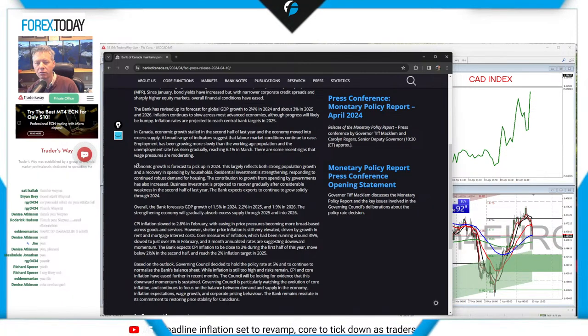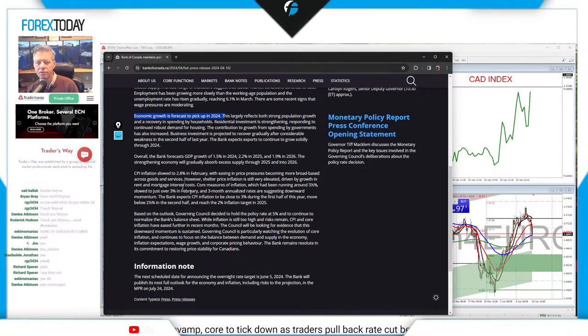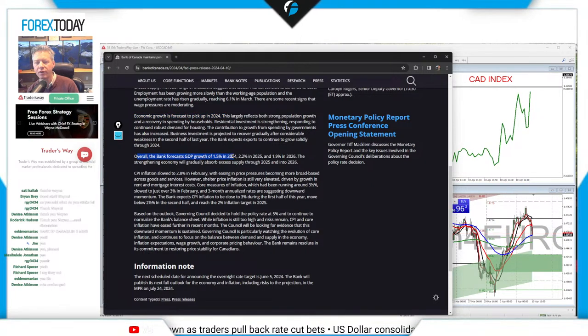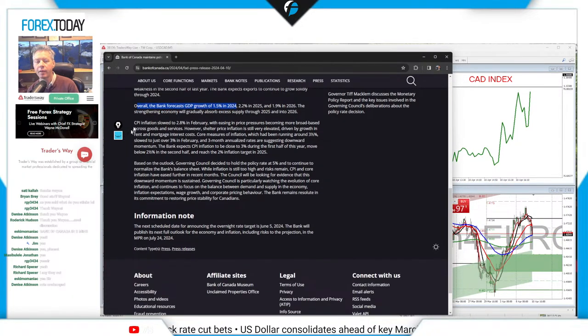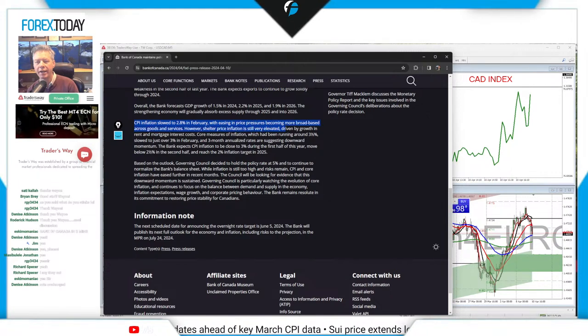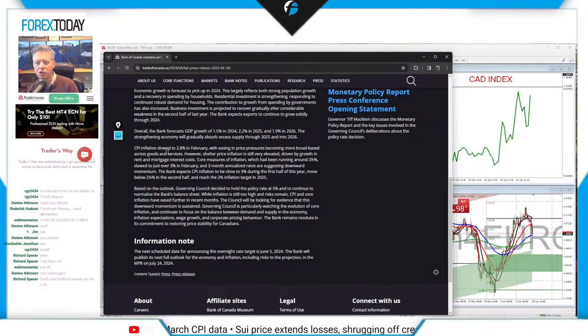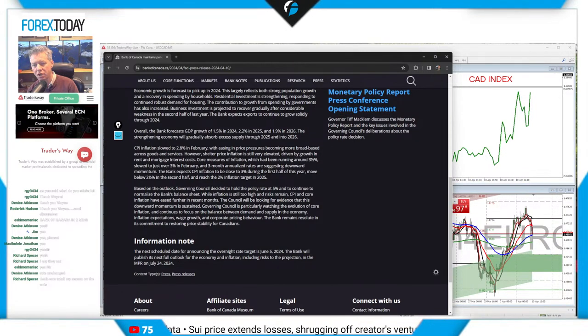Economic growth is forecast to pick up next year. Great. Who cares about next year, huh? Overall, the bank forecasts GDP growth of 1.5. It's terrible, but not zero. CPI inflation slowed to 2.8 in February, easing the price pressures. Why? Canadians don't have any money, they're not spending any money, and they're losing their jobs, or they're afraid of losing their jobs, so they don't spend any money.